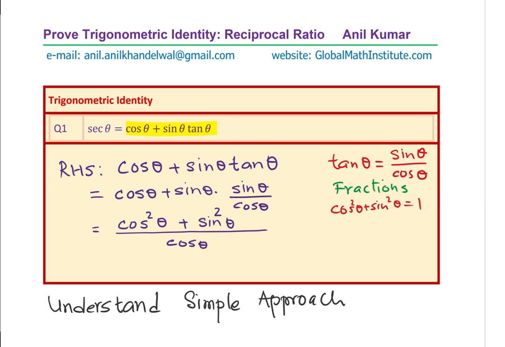You can use this identity to further simplify, and what you get here is 1 over cos theta. And 1 over cos theta is known as secant theta. That is the reciprocal identity, correct? So we now applied the reciprocal identity.